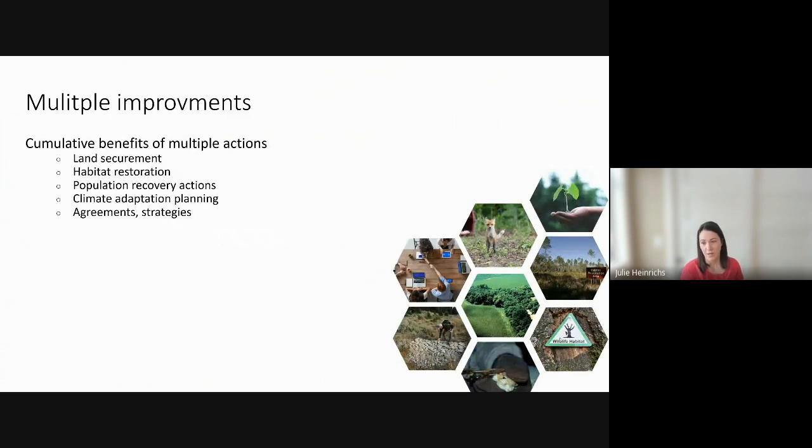These examples highlighted a lot of things that are going wrong in ecological systems, but this platform is equally good at thinking about and simulating the cumulative benefits of things that we do to intervene: securing land, restoring habitat, lots of specific on-the-ground and place-based population recovery actions, climate adaptation planning, agreements and strategies. We're doing quite a lot of work now on feasibility and comparing strategies to think about what an organization's return on investment could be for these very tangible and practical improvement actions.